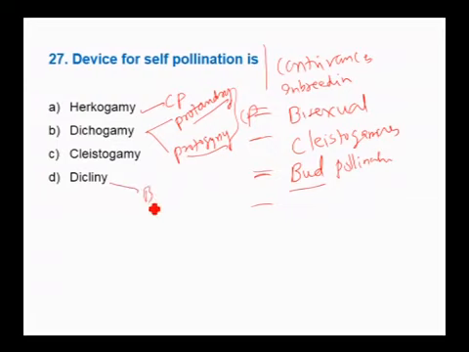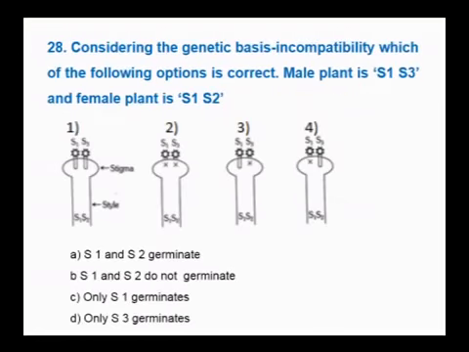Diclany is the bisexual condition. In the bisexual condition, there are both possibilities. Autogamy is also possible, allogamy is also possible. Only autogamy or self pollination is possible only in the condition of cleistogamy. Therefore the answer is C, cleistogamy.